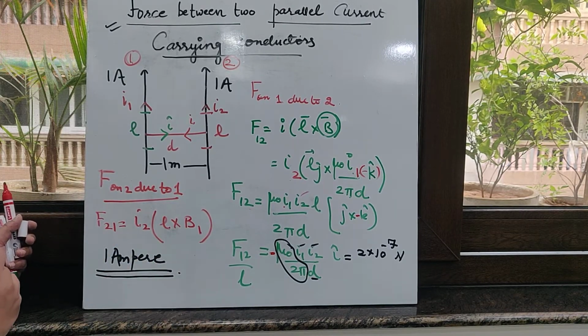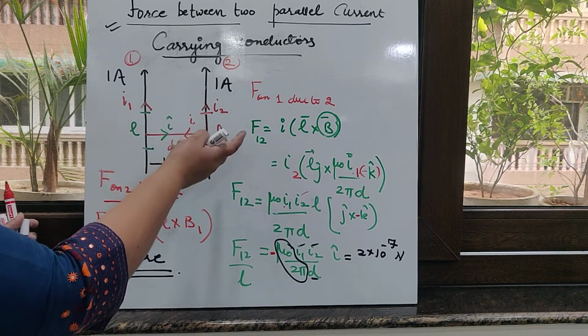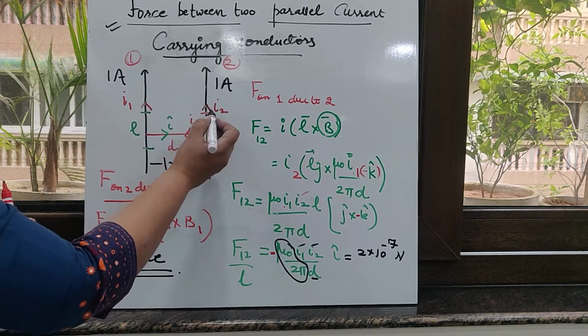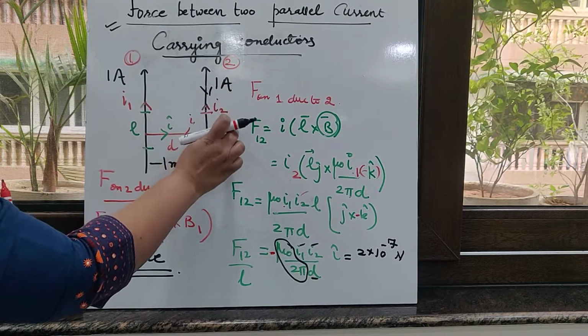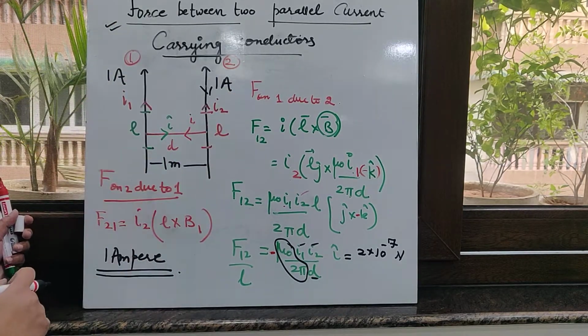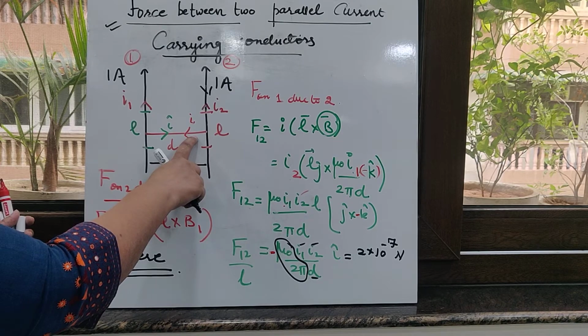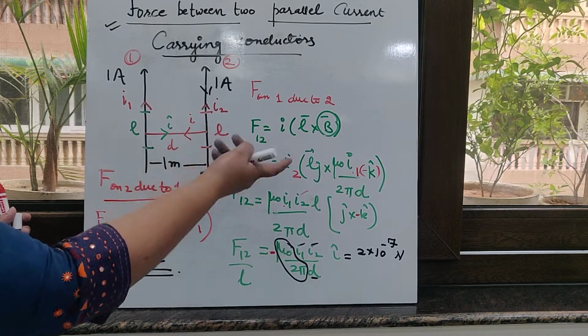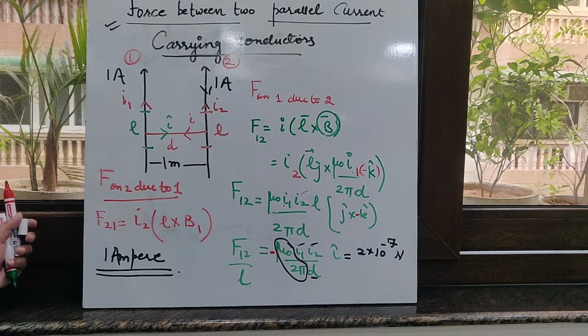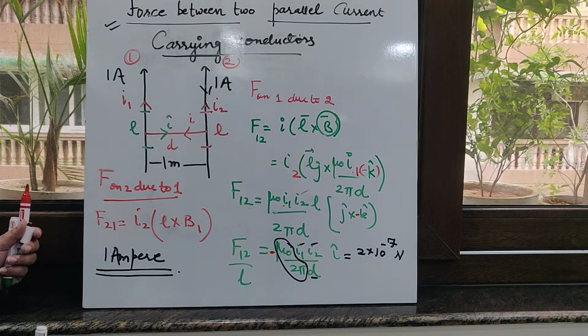Hope you would have understood it, and you can also do one exercise on your own: if the current in the second conductor is taken in the reverse direction, then what will be the direction of the force, and now will they attract or repel each other? This will be an exercise for you. Do it on your own.